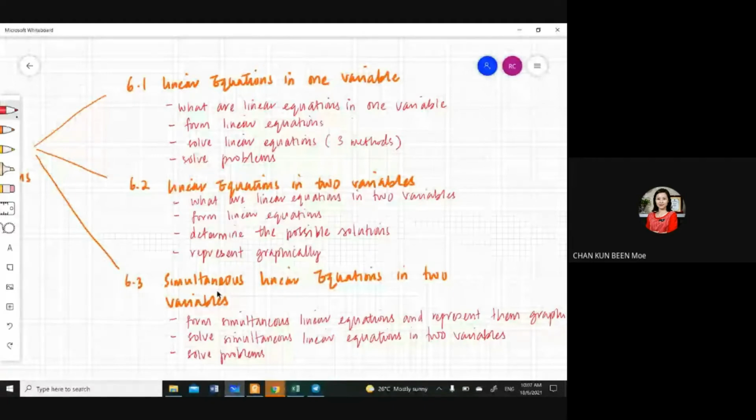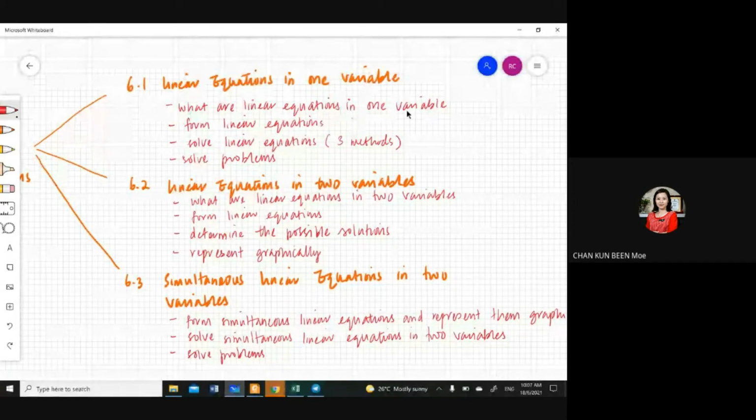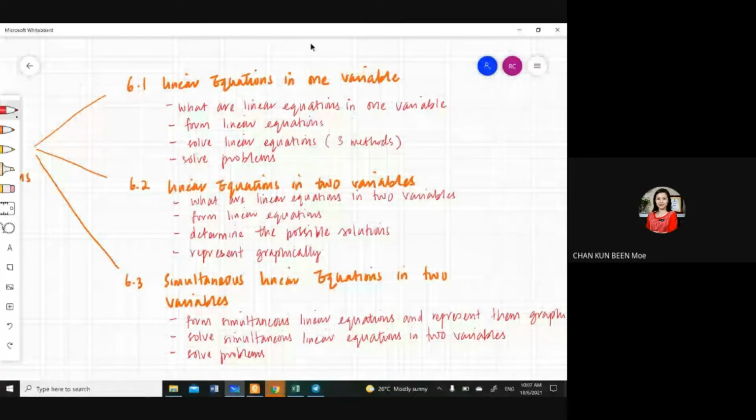Okay? So now we look into 6.1, the first subtopic. What are we going to learn in this first subtopic? Here we have to find out what linear equations in one variable are. Like just now, you didn't know what it was, right, for that question number 3. So we are going to look into what a linear equation in one variable is. That is the first thing.